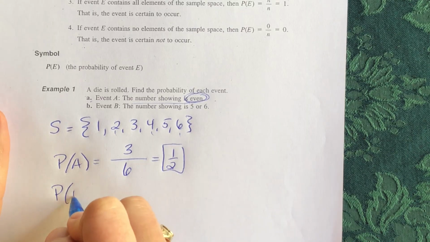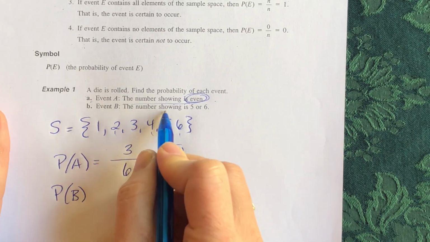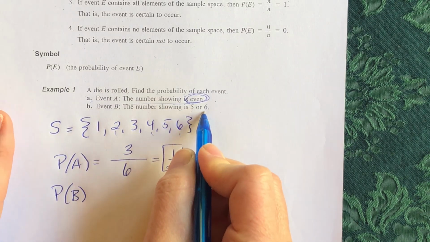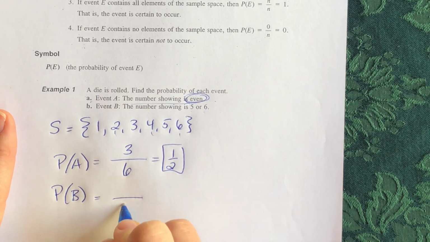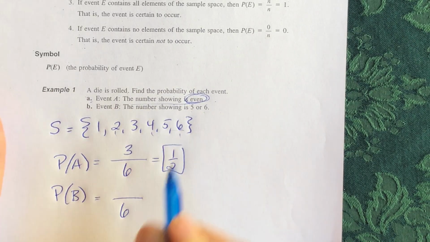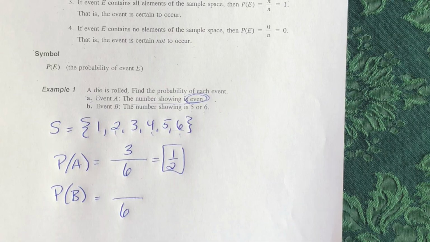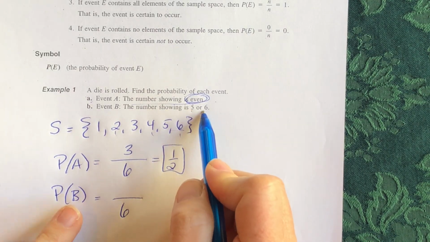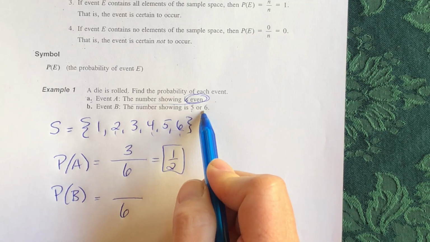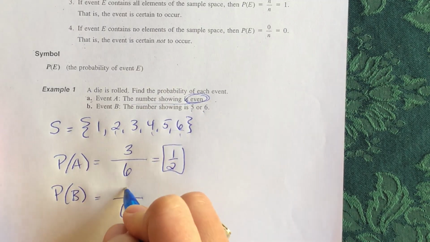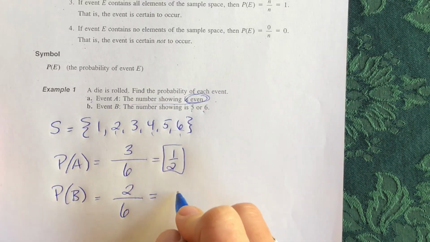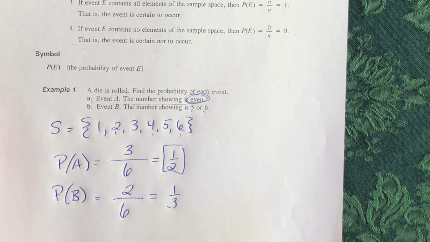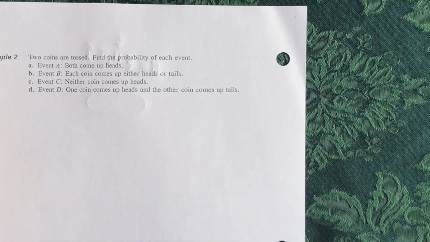Let's go to event B. The number showing is a 5 or a 6. Your denominator is how many possible outcomes you have, so again the sample space here is 6. How many different ways can I roll a 5? 1. How many different ways can I roll a 6? 1. So there are two possibilities. That's 2 out of 6, which would be 1/3. Then on the back of your worksheet, you've got a couple more problems.